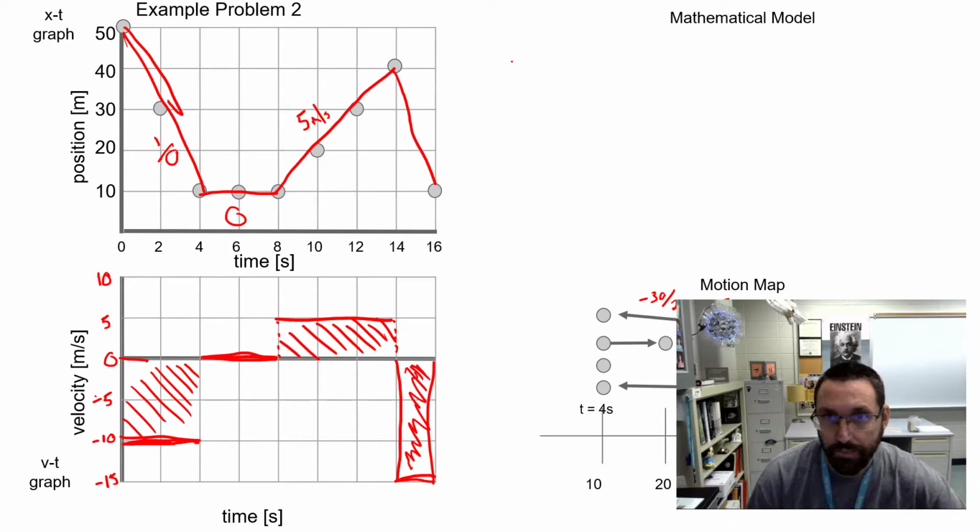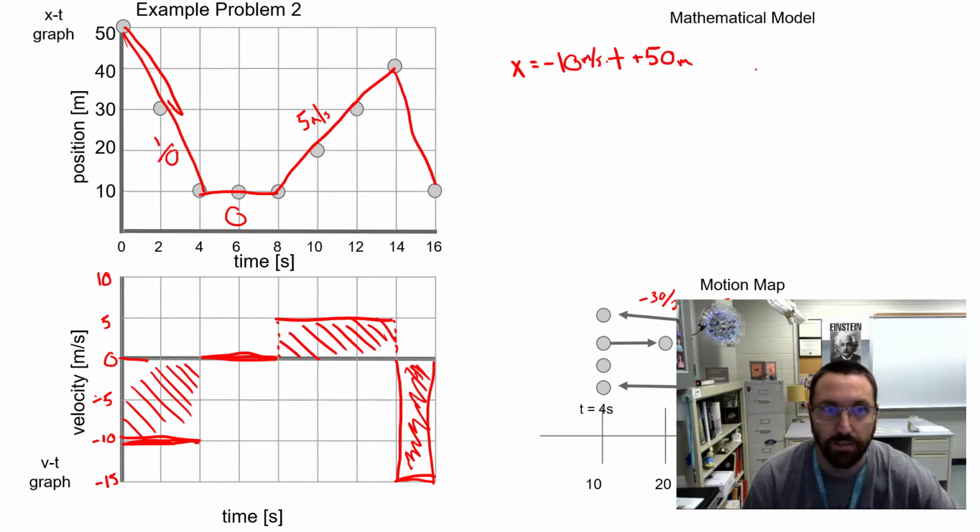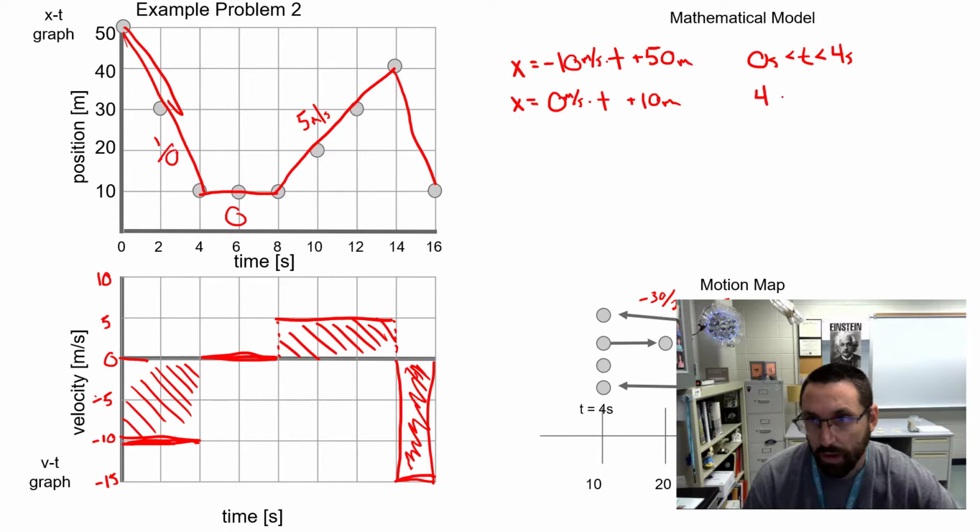My equations: x equals negative 10 meters per second times the time plus initially we were at 50 meters. That was the equation that explains what's going on from 0 seconds till the moment in time of 4 seconds. Next up, x equals 0 meters per second times time plus 10 meters. That's when it stopped, and that was from 4 seconds to 8 seconds.